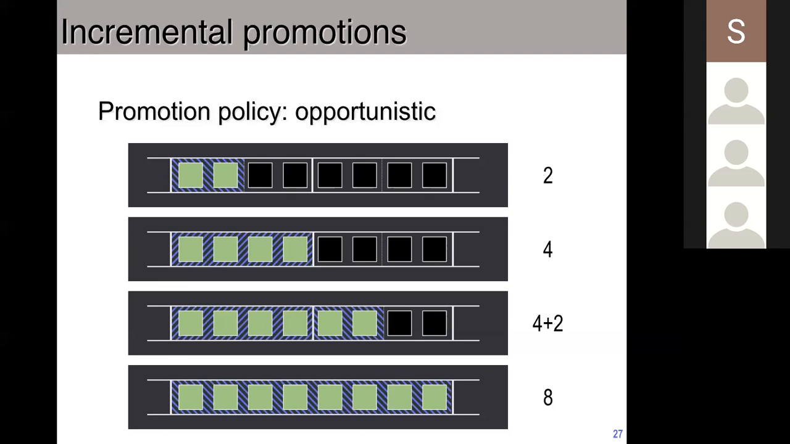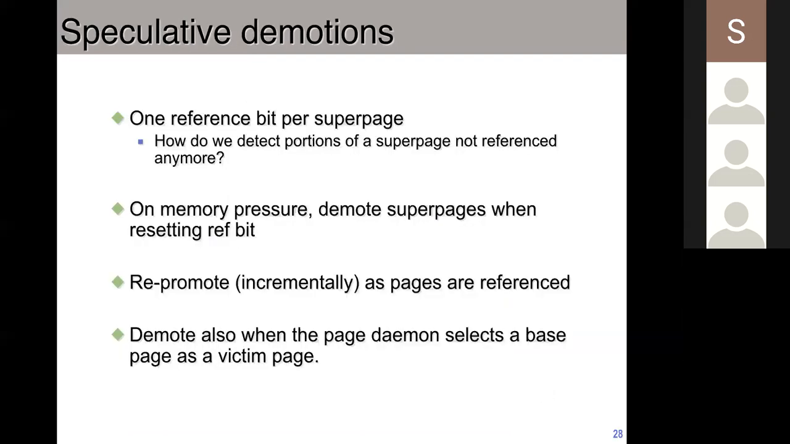So it's a demotion. Now we come to demotion, and like we said earlier, the entire super page shares its attributes, which means there's one reference bit and only one dirty bit. So the question is, how do we detect parts of the super page that are not being referenced? Why do we need to do demotion?